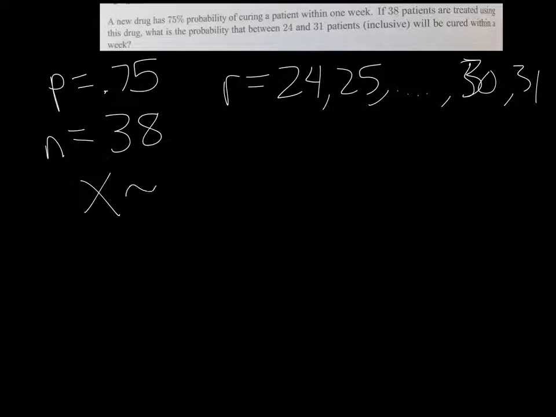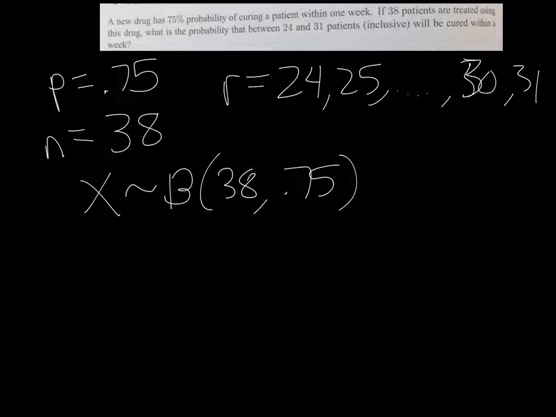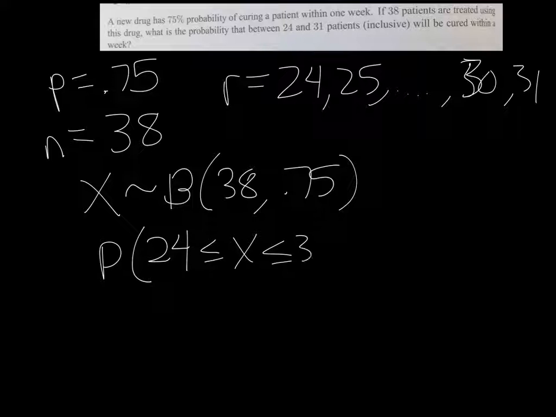So what we show first is that we understand this is a binomial. N and P goes on the inside. That's step 1 to show. Then our first probability statement. We are looking for the probability that X is between 24 and 31. So that's our first probability statement.